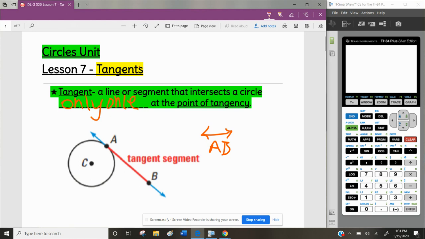Remember, circles are named for their center. And line AB only touches the circle at point A, so that would be the point of tangency, point A. There should only be one point of tangency because a tangent only touches a circle one time. And if we take a part of that tangent, that would be a tangent segment, but that segment should include the point of tangency.